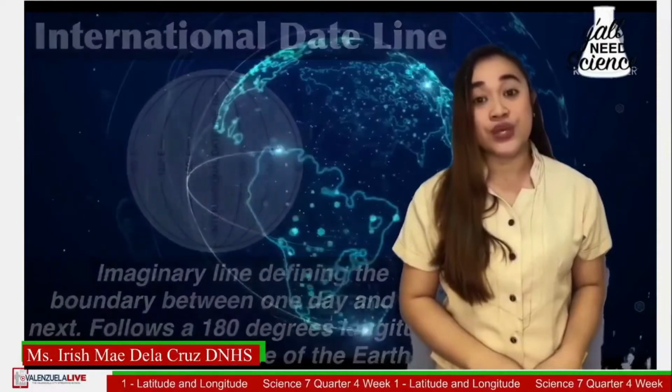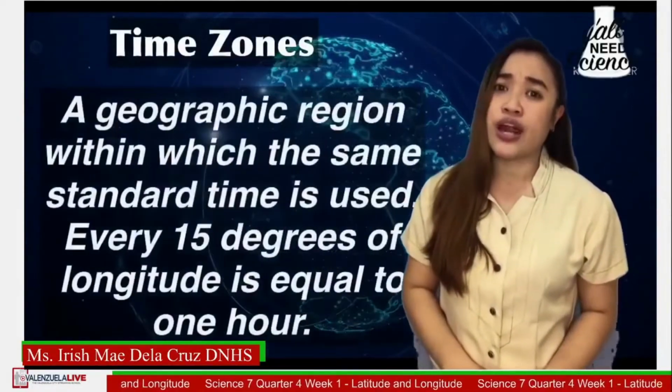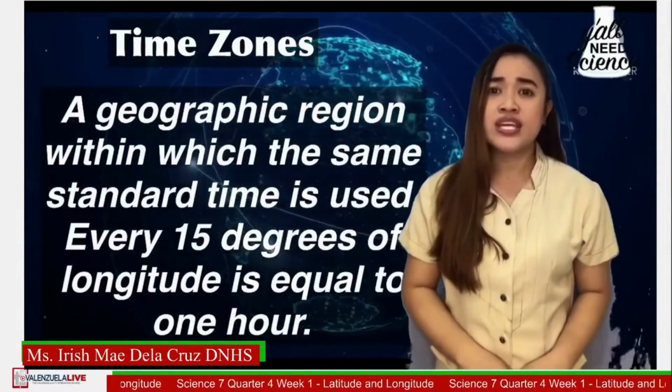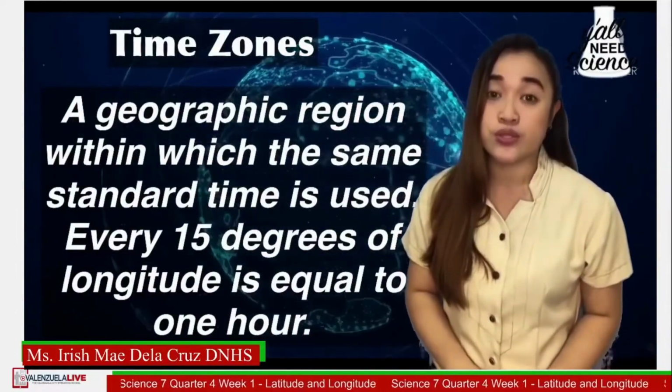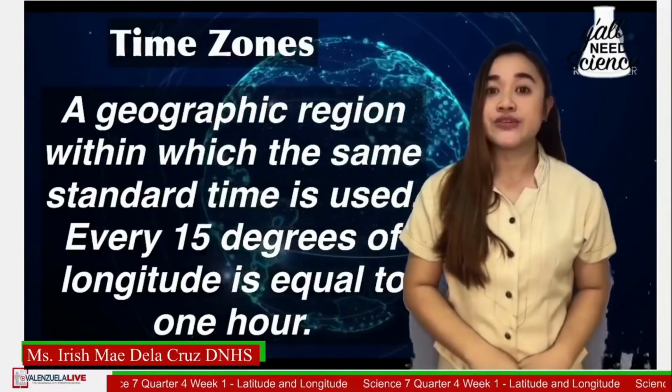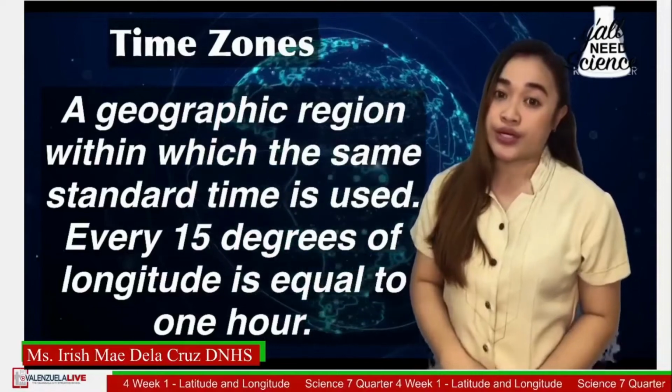And lastly, we have the time zones. A time zone is a geographic region within which the same standard time is used. Every 15 degrees of longitude is equal to 1 hour.